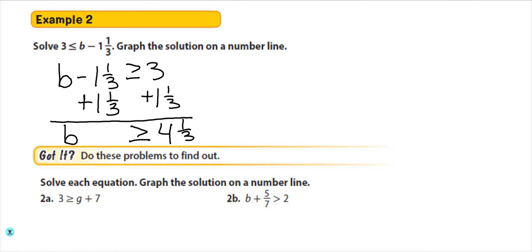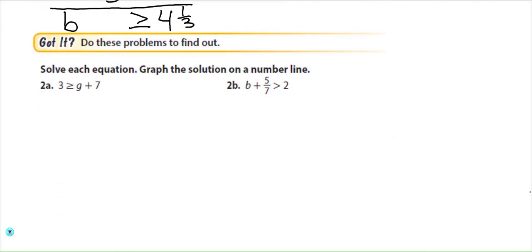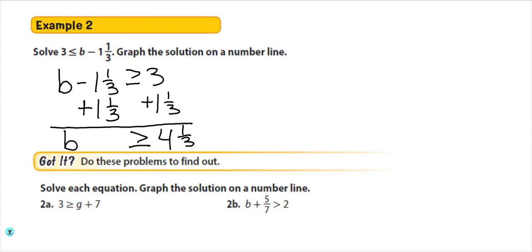All right, let's try the next ones. Go ahead and pause it and try these by yourself. And let's take a look. Oh, sorry, I just realized I forgot to graph the last one. Let's back up. Okay, so when we graph these, we would have 4 1/3 here. We need a closed dot since it's included, and we need to shade towards the right. Sorry, forgot that part.